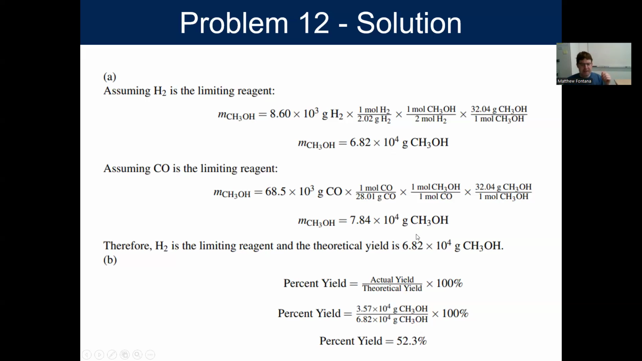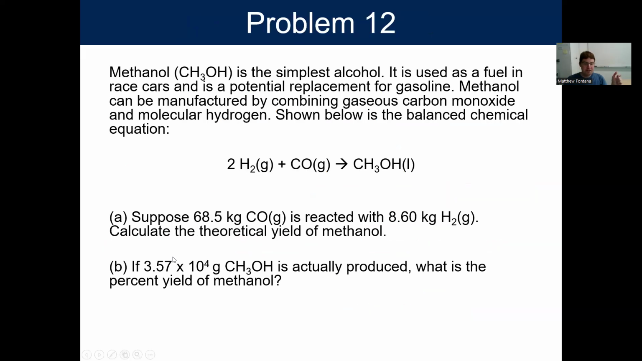Okay. And so what we can see here is whichever one of these numbers is the smallest, that's going to be the reagent that runs out first. Since we make less methanol from H2 than the amount of methanol we make from carbon monoxide, we can determine that H2 is the limiting reagent. So because this number is smaller than this number, this tells us that H2 is going to be our limiting reagent. And so now we can go on to part B, which is: what is the percent yield of methanol?